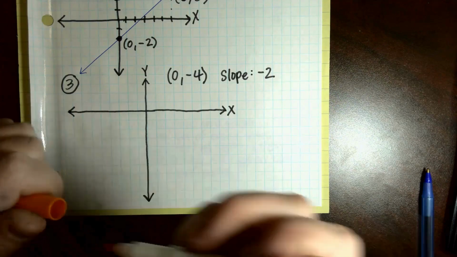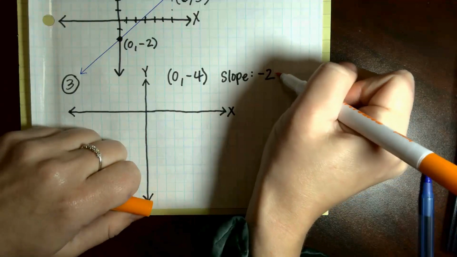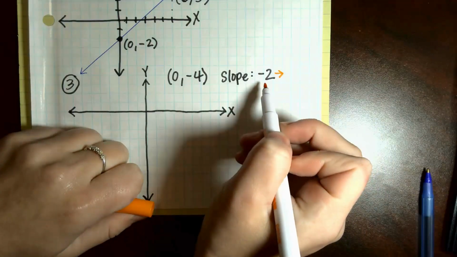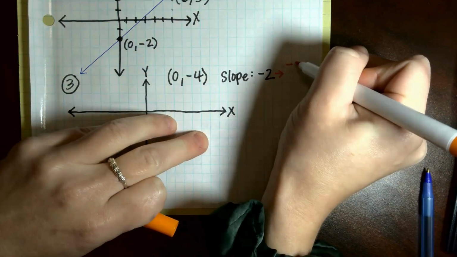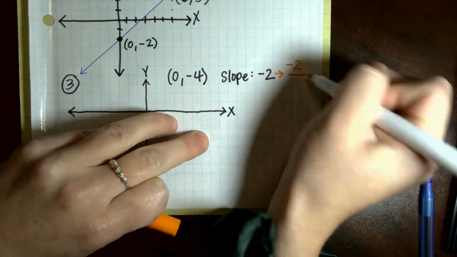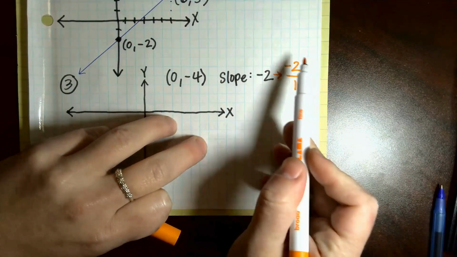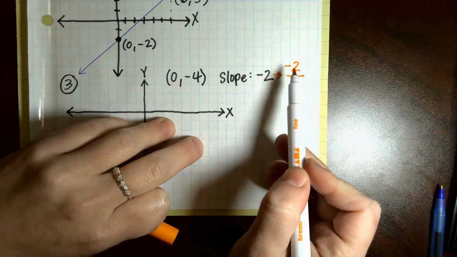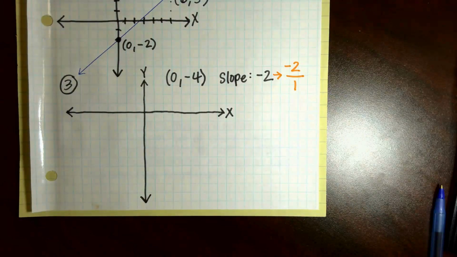So what Michael said, and I would suggest everybody does this too, is we're going to go ahead and change this -2 into a fraction. Anytime you want to make a whole number into a fraction, you just write it over 1. So now we have our slope in rise over run form. Rise is -2, our run is 1. Okay, now what could we do?